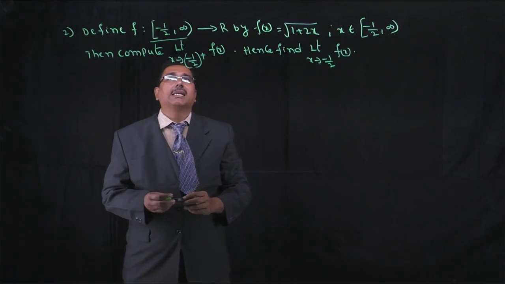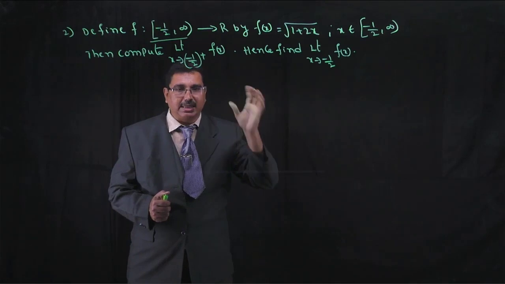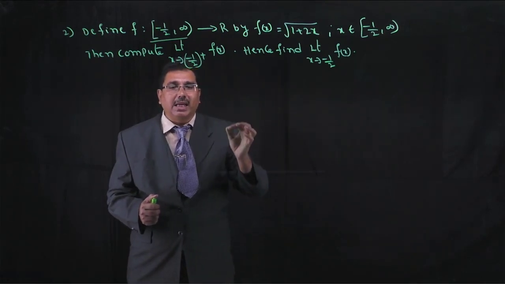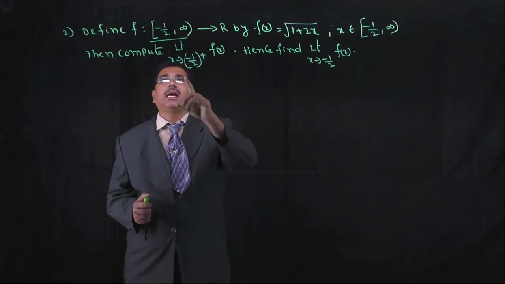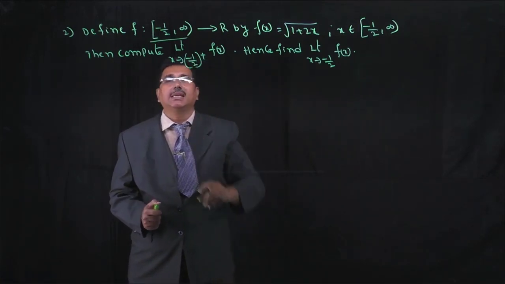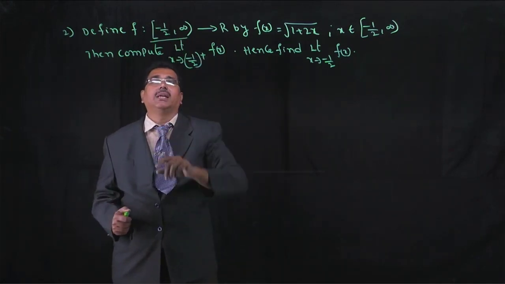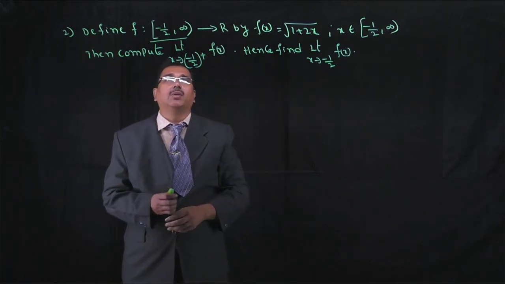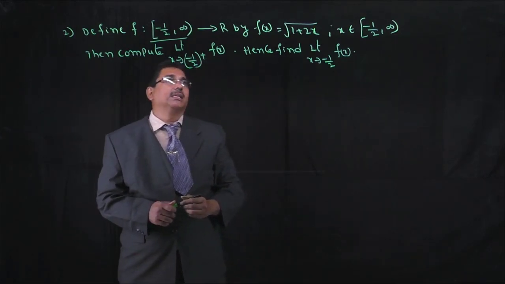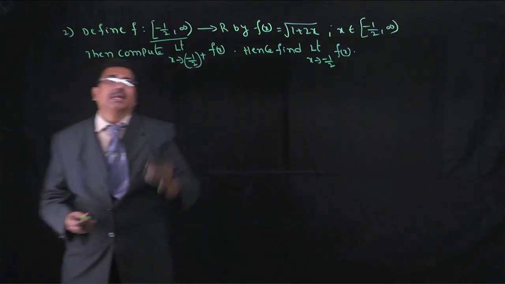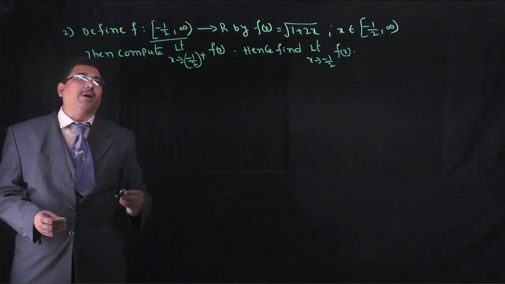So at x is equal to minus 1 by 2, only the right hand limit exists. Only the right hand limit will be defined. Left hand limit is not defined in this domain. The domain is minus 1 by 2 comma infinity. Here, compute limit x tending to minus 1 by 2 plus of f of x.